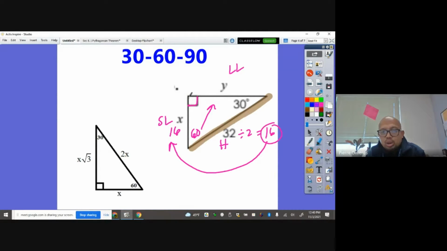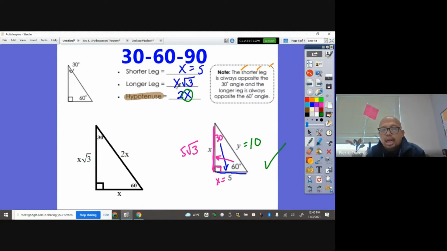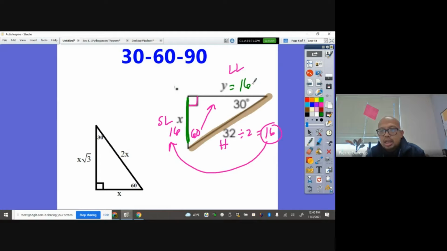Now you know what is the shorter leg. How do you find the longer leg? Going back to the formula, if you know that the shorter leg is 16, you multiply it by square root of 3. So therefore, the answer here is 16 square root of 3. If you notice, once you figure out what is the shorter leg, it's easier now to find the longer leg and the hypotenuse. So always try to shoot for that x there, okay?